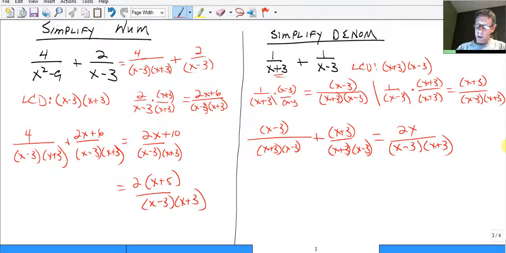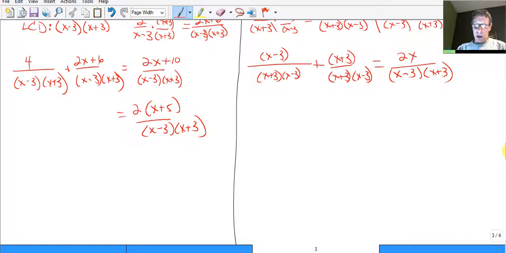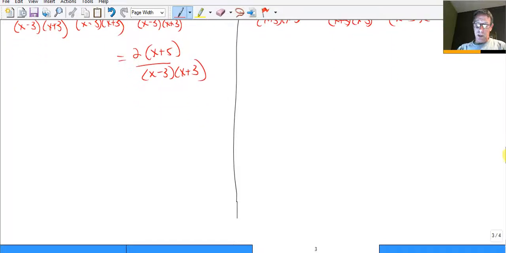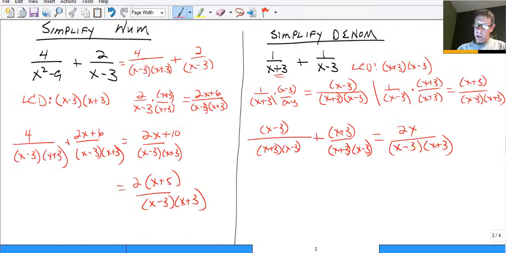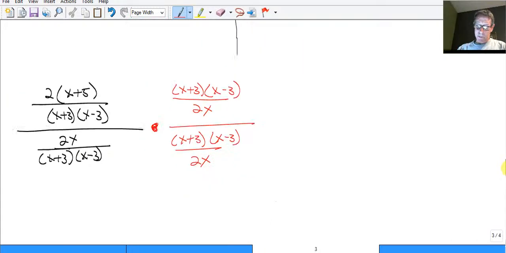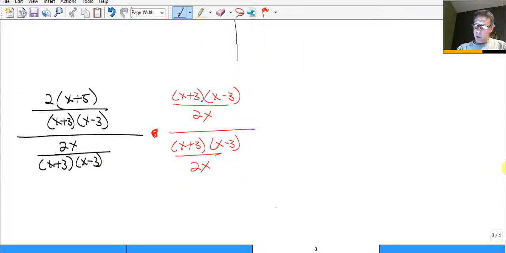And that's my numerator. So what I did already is I took 2 times (x + 5) over (x - 3)(x + 3), and I wrote it down here as my numerator. And then my denominator is 2x over (x - 3)(x + 3). And I wrote that over here. So now what we're going to want to do is take both the numerator and the denominator times the reciprocal of the denominator. So the denominator is 2x over these two factors. So I'm going to take the reciprocal. So it's (x + 3)(x - 3) divided by 2x.